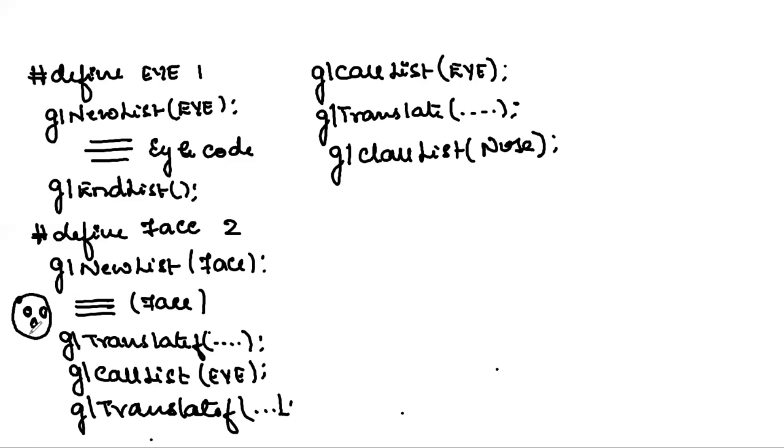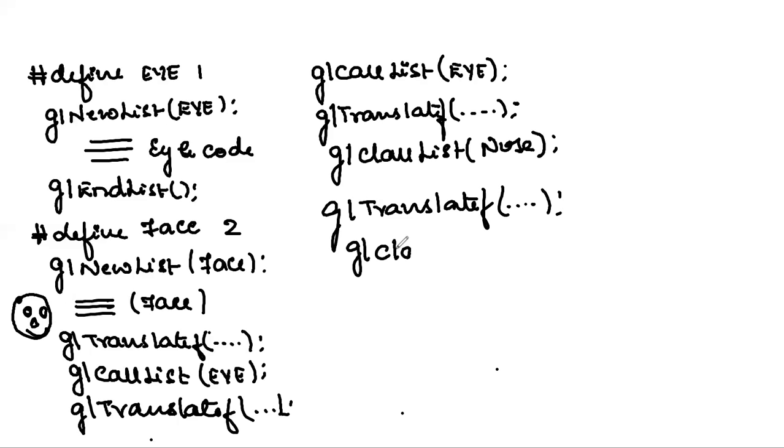Similarly, next, in order to draw the mouth, we will first have to move to that position. So I'll take it as glTranslatef, and then I'll say the arguments here, and then I have glCallList of mouth. So if you look here very carefully, this mouth and nose have to be defined.